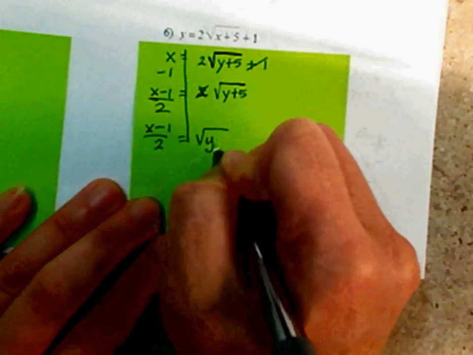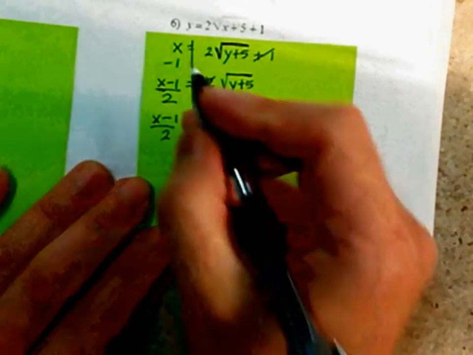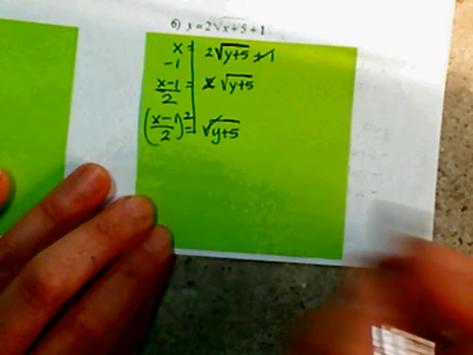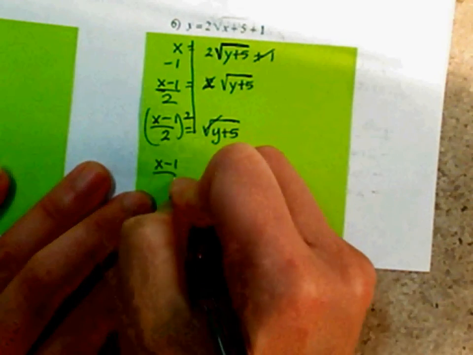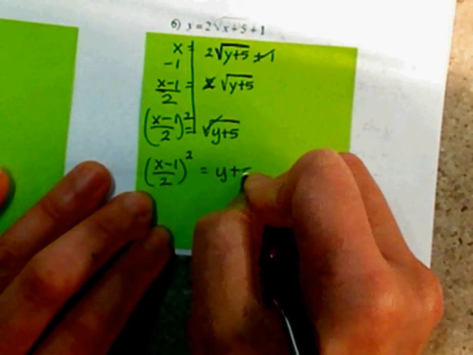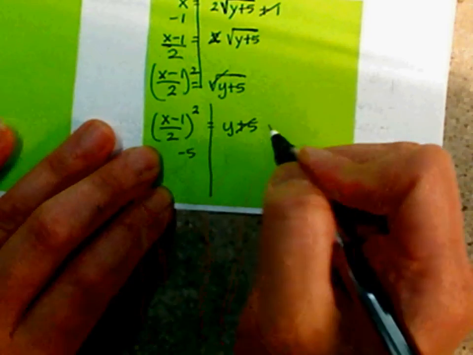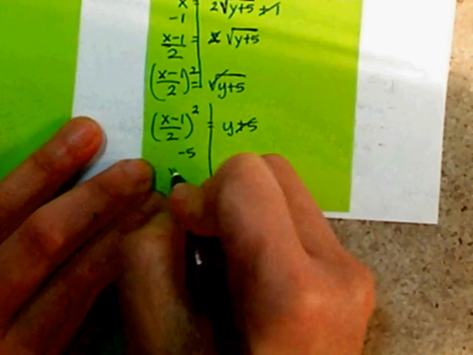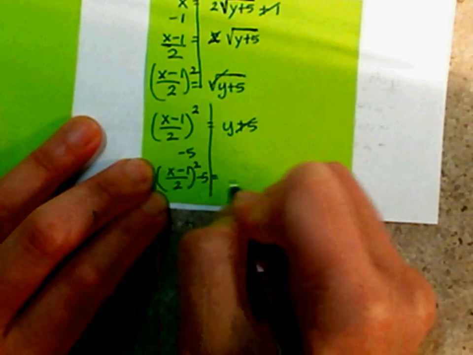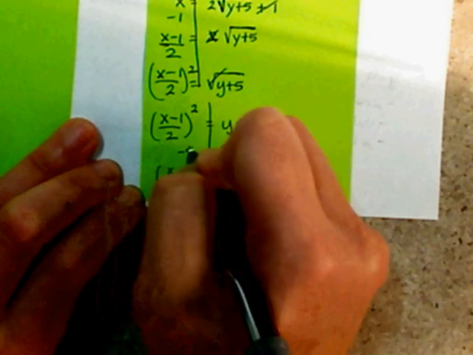Now, very good. Square goes away, right? Okay? So x minus 1 divided by 2 squared is equal to y plus 5. I am so proud of you, Alex. Good. x minus 1 divided by 2 squared minus 5 is equal to y. Man, look at Alex go.